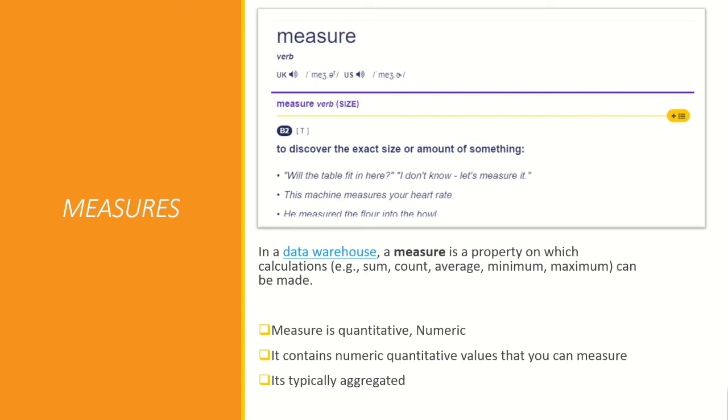Moving on to measure. According to the dictionary definition, measure is used to discover the exact size or amount of something. In terms of a data warehouse, a measure is a property on which a calculation, for example sum, count, average, minimum, maximum, can be made. Measure is quantitative, it's numeric. It contains numeric quantitative values that you can measure, like sales, profit. It is typically aggregated when we bring the measure pill onto the dashboard.